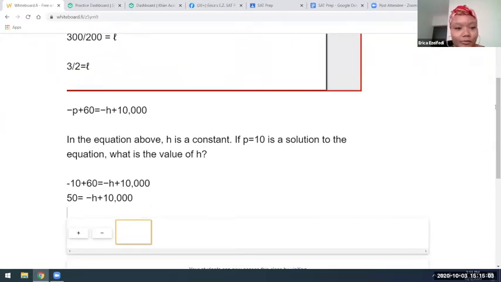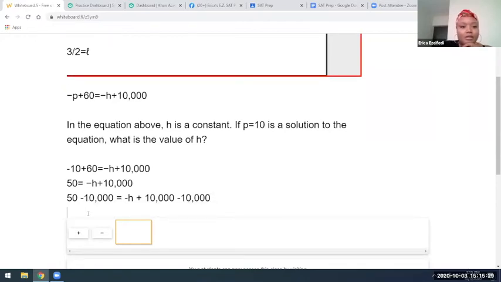Subtract 10,000 to both sides. So I have 50 on the left side of the equation. So I'm gonna do 50 minus 10,000 equals negative h plus 10,000 minus 10,000.